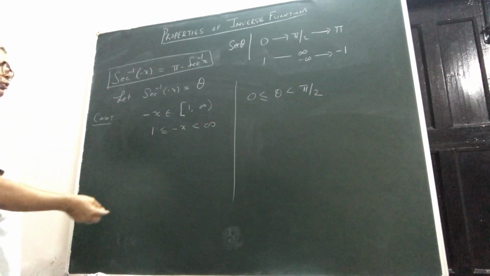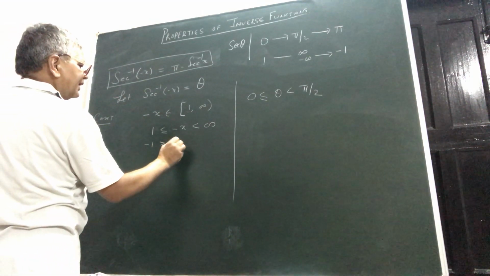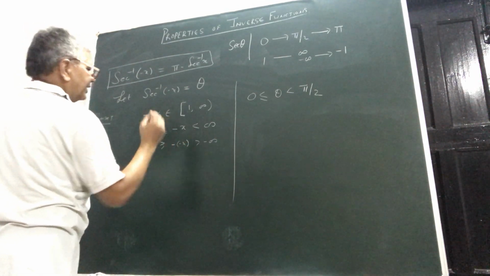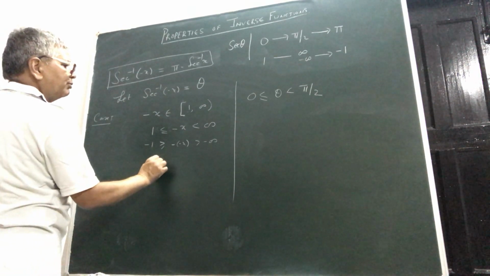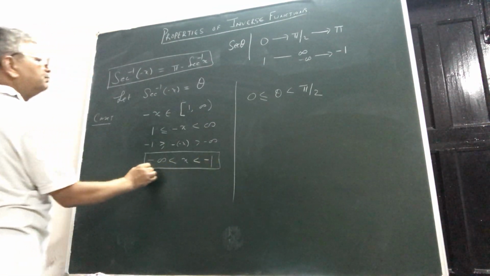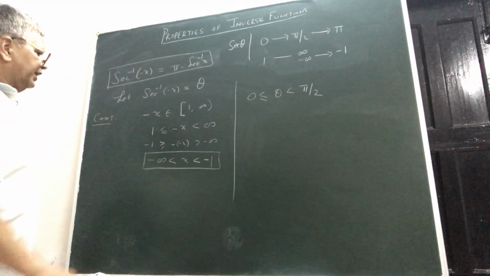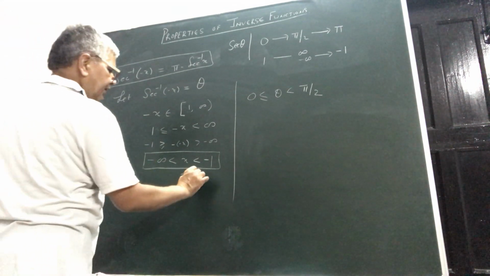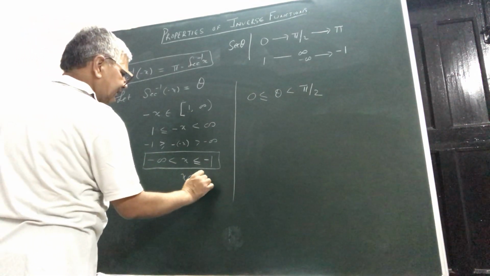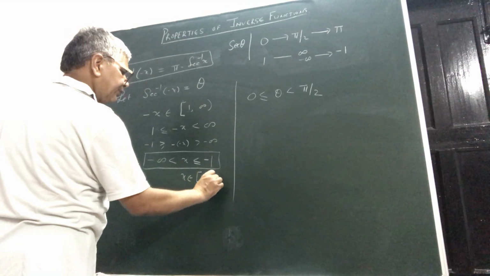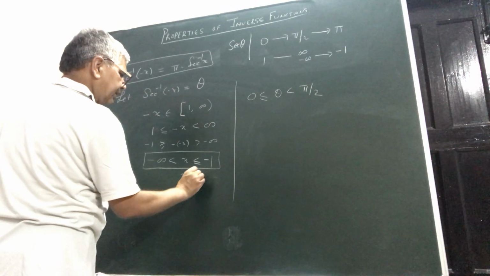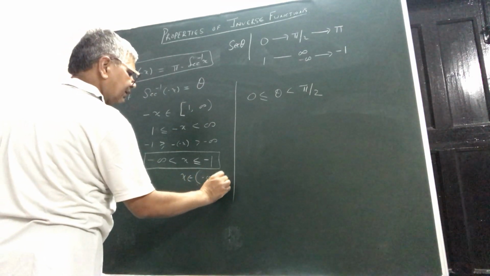Multiply with minus throughout, so what you will get? Minus 1 is greater than minus x, and it will be greater than minus infinity. So what it is giving you? It is simply giving you minus infinity is less than x is less than minus 1. So if minus x is an element of 1 to infinity, then x will be an element of the open interval minus infinity to minus 1.